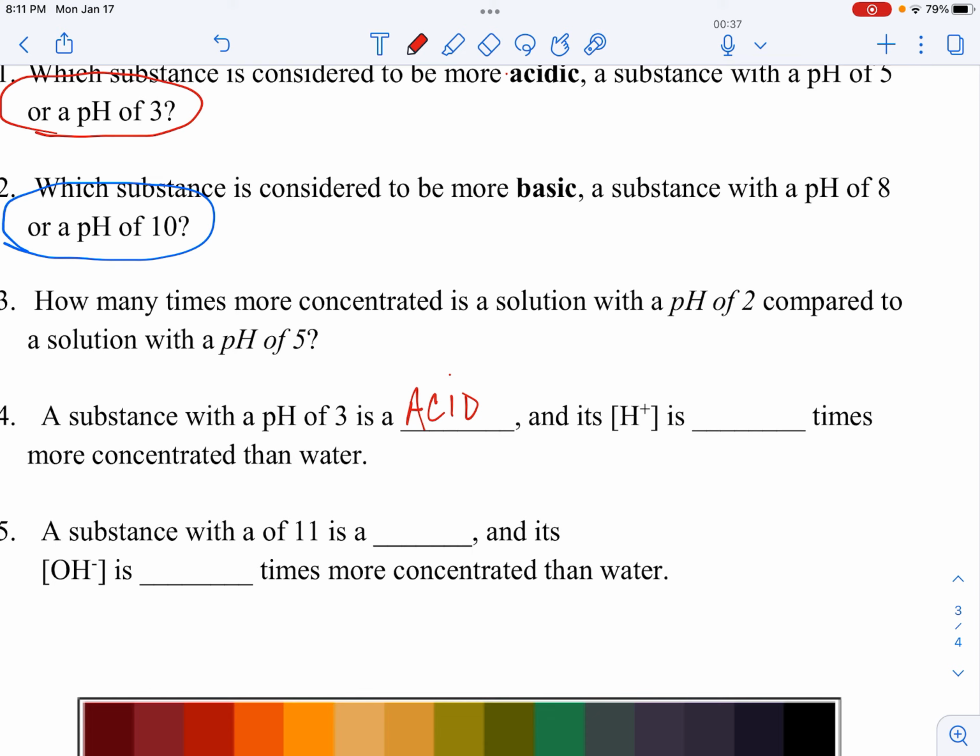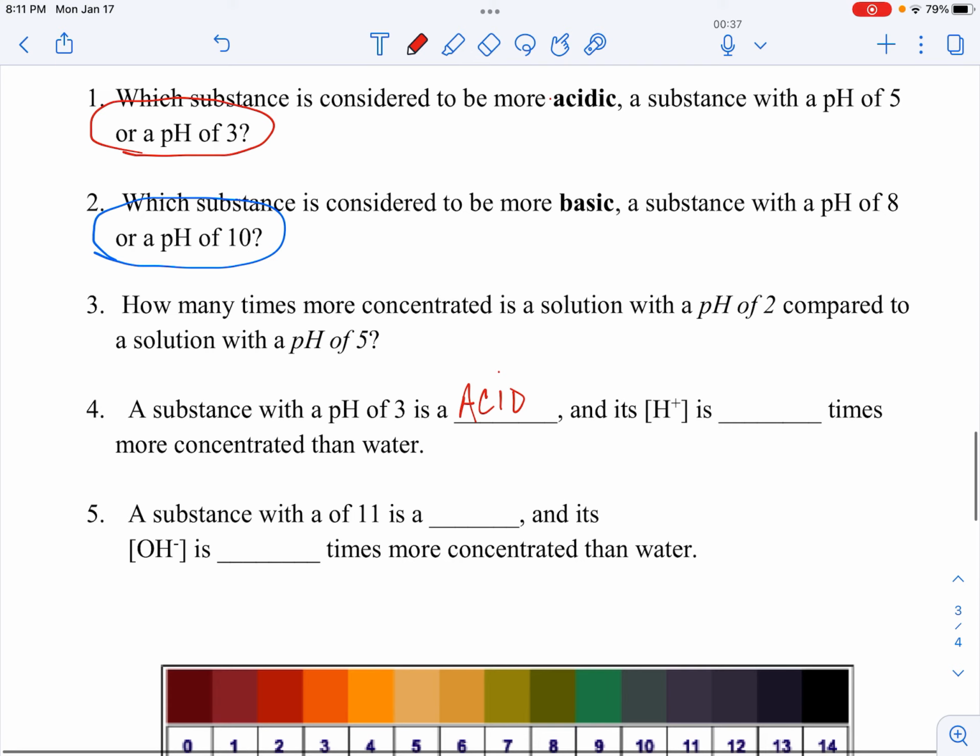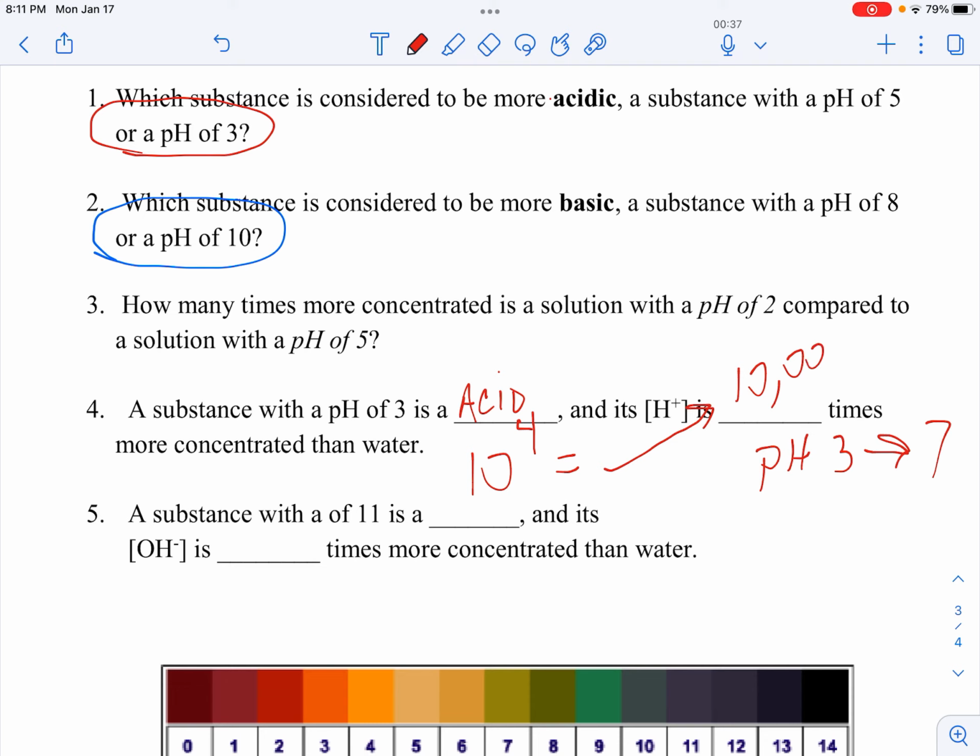And its hydrogen ion concentration is how many times more concentrated than water? Well, if you're going to go from a pH of 3 to 7, that tells us how many places you're going to move. The pH scale is based on the power of 10. We've moved 4 places, so 10 to the 4th is going to be 10,000. And if you don't like that, you can take 10 times 10 times 10 times 10. That'll give you the same thing, 10,000. So every time you move, it is based on a factor of 10.